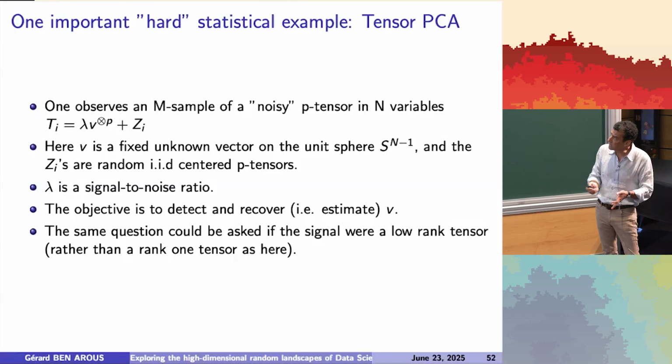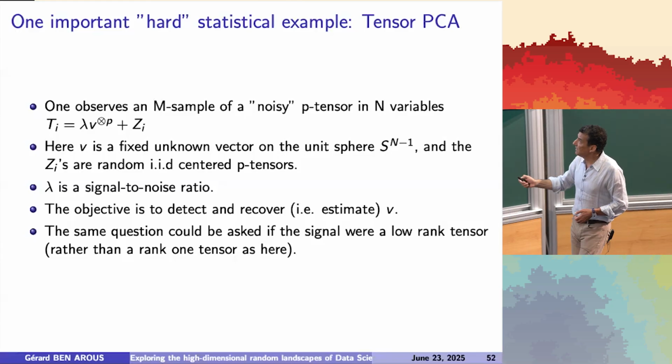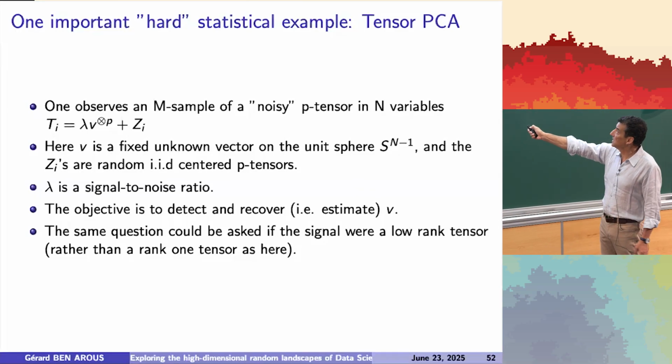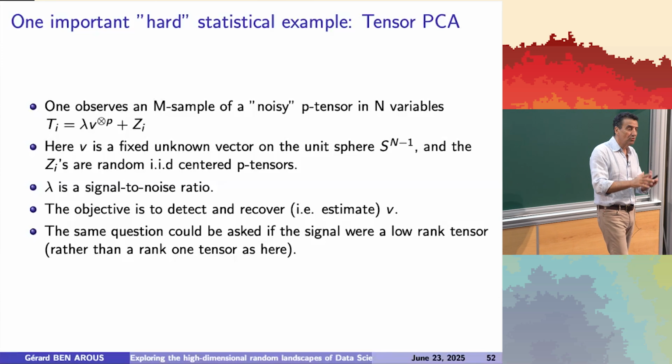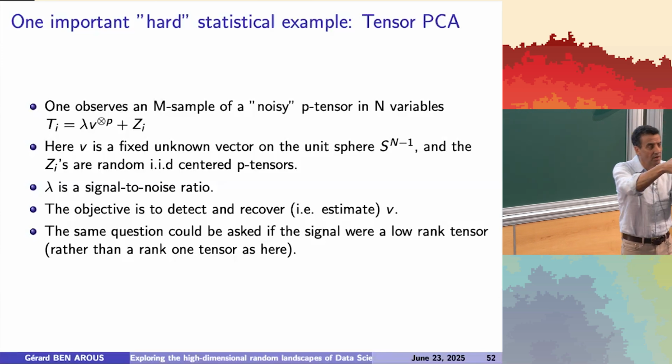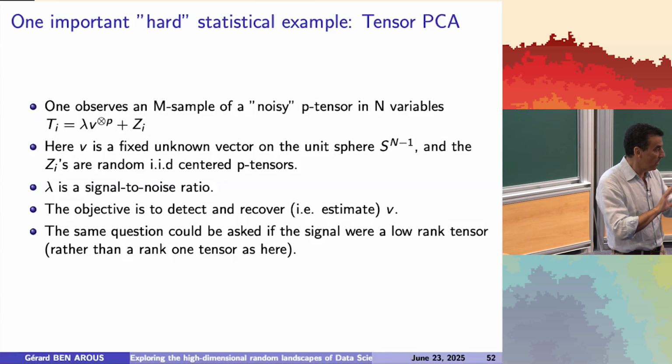But here I complicate the matter a little bit, because what I have access to is not a vector, but a vector to the tensor power p. So when p is 1, this is a vector. When p is 2, it's a matrix. When p is 3, it's a tensor, a cube of numbers.